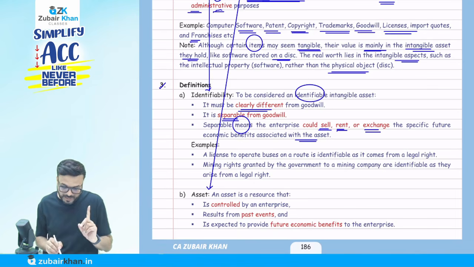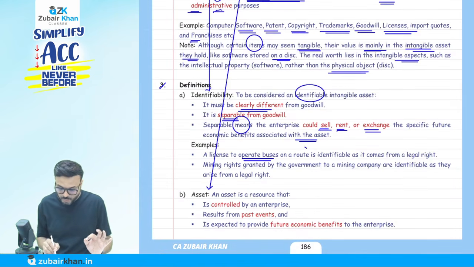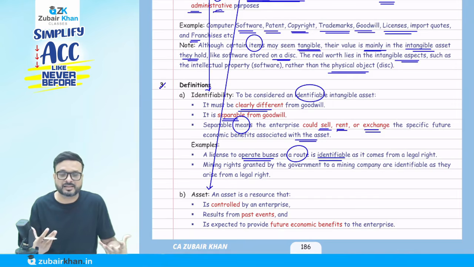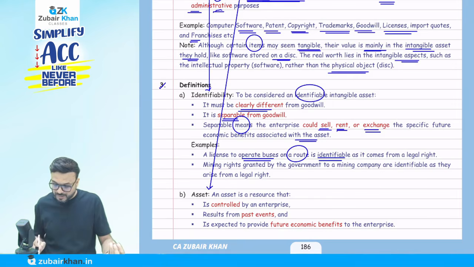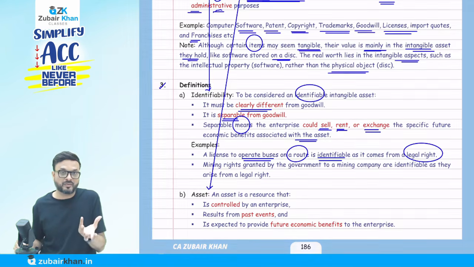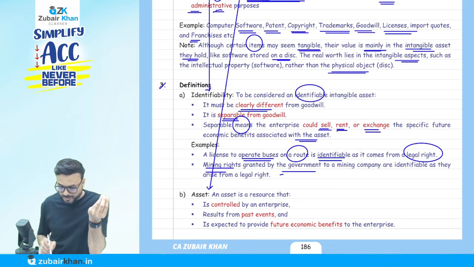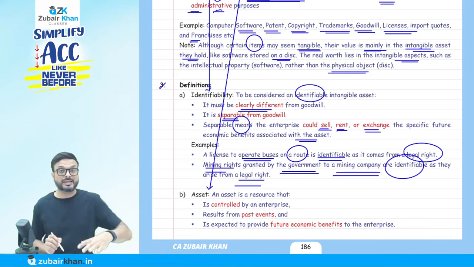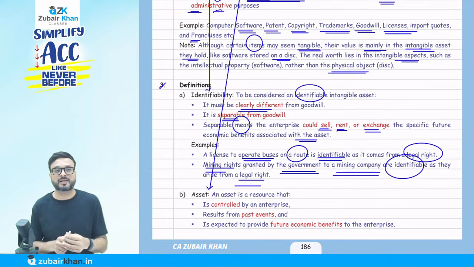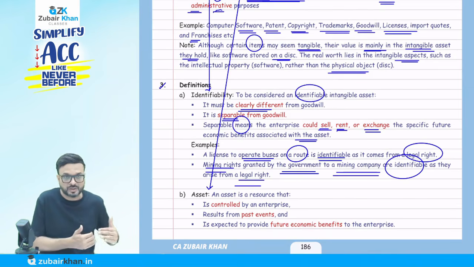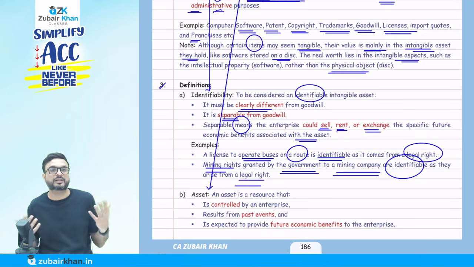They say a license to operate a bus on a route is identifiable. Suppose someone took a license to operate a bus from one city to another city. They have to take a license to operate on that particular route. So there is a legal right that they have, and that is identifiable. They have purchased those rights. The mining rights granted by the government to a mining company are identifiable as they arise from a legal right. So legally they have purchased those rights. Similarly, a flight cannot just come and land at Chennai airport. They have to take rights for that. Those are the intangible assets.